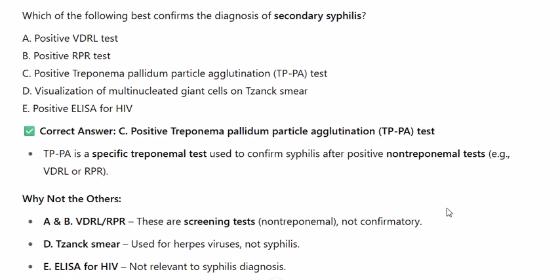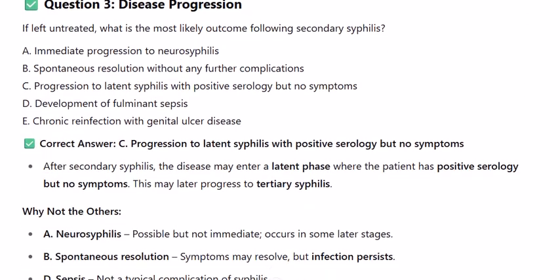Correct answer C. Positive Treponema pallidum particle agglutination, TPPA, test. TPPA is a specific treponemal test used to confirm syphilis after positive non-treponemal tests, e.g. VDRL or RPR. Why not the others? A and B, VDRL and RPR: these are screening tests, non-treponemal, not confirmatory. D. Tzanck smear, used for herpes viruses, not syphilis. E. ELISA for HIV, not relevant to syphilis diagnosis.